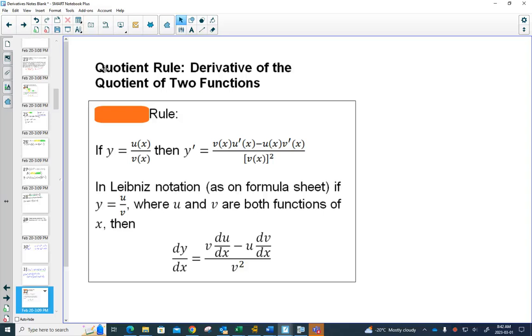Quotient rule. If we had a rule for when we multiply two functions, there's got to be a rule for when we divide. And if multiplying was complicated, then dividing probably should be complicated too. And it is. So again, we're going to color code because we're going to talk this through.